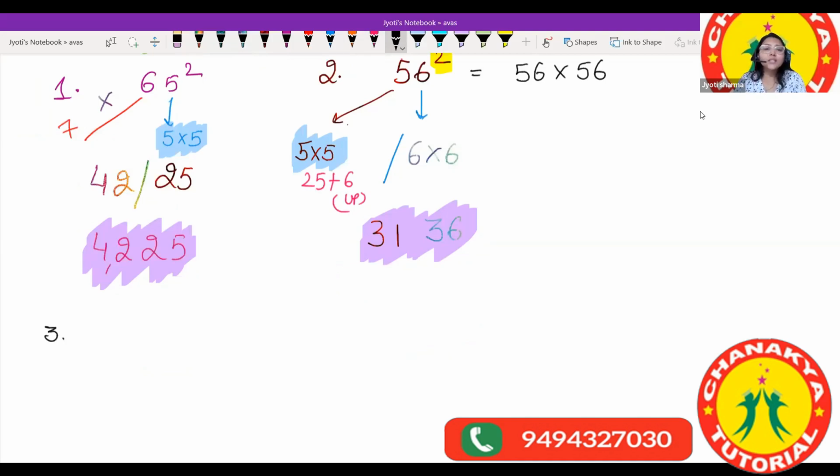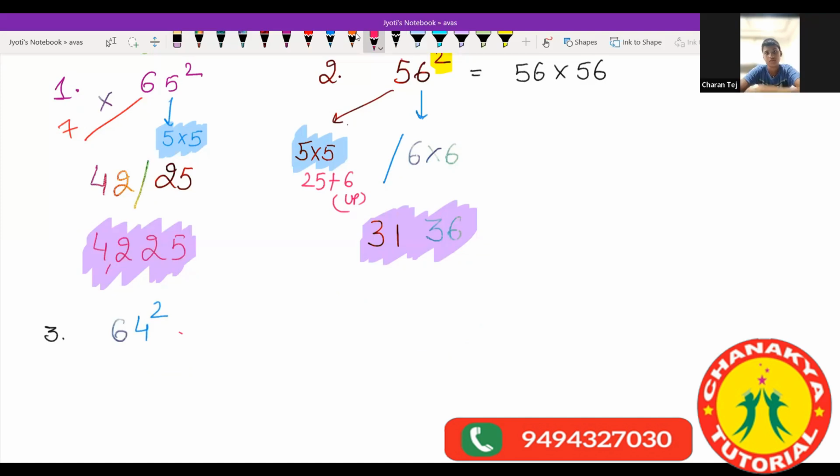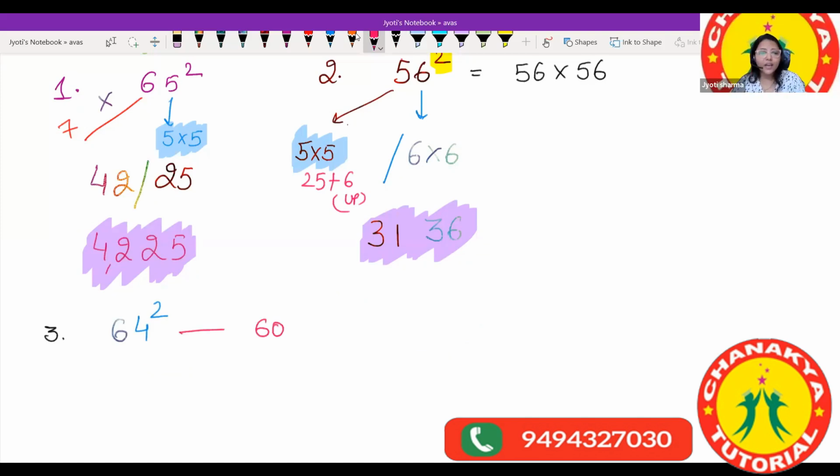Okay, now next, let's suppose we have 64 square. What is the nearest complete 10 of 64? Ma'am, 60. 60. Whenever we take the nearest 10 number, we also call that the base of that number. Now 64 and 60, what is the difference? Ma'am, 4. 4.